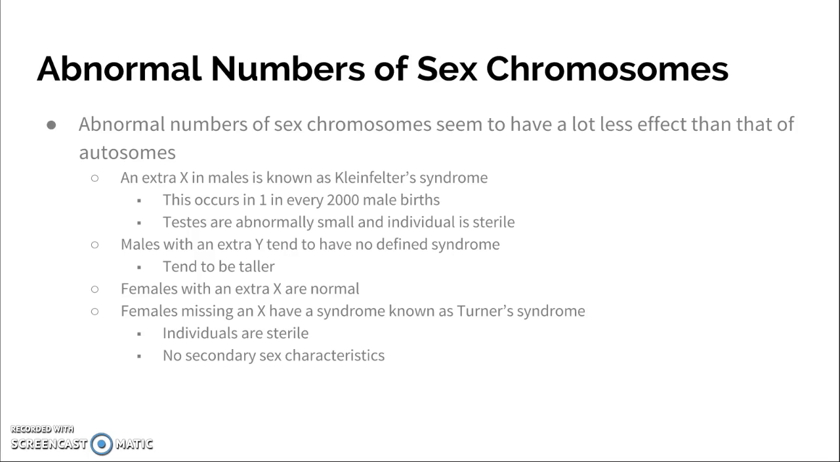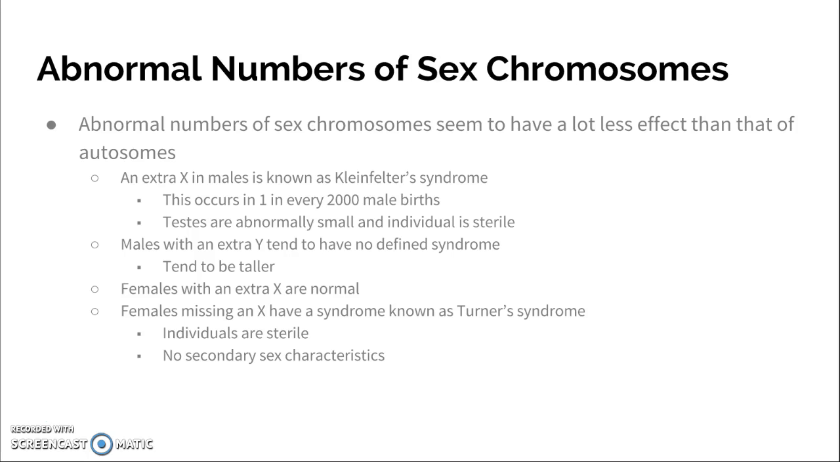An extra X in males is generally known as Klinefelter syndrome. Now recall that the normal male has the chromosomes XY. Klinefelter syndrome occurs in 1 in every 2,000 male births, and the testes are abnormally small and the individual is usually sterile. Sometimes there can be abnormal formation of male breasts with this. Males with an extra Y tend to have no defined syndrome, and sometimes we call these super males. They tend to be taller, but they don't tend to have any other disorder associated with it.